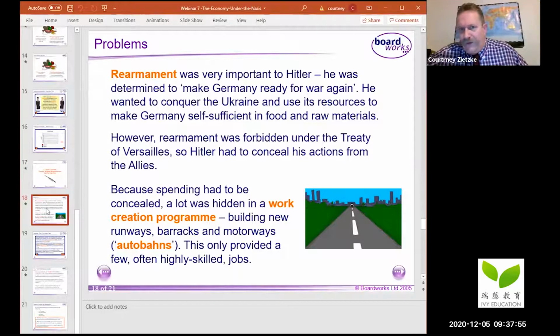He wanted to conquer the Ukraine and use its resources to make Germany self-sufficient in food and raw materials. Russia would have a lot to say about that. Moreover, rearmament was forbidden under the Treaty of Versailles, so Hitler initially had to conceal his actions from the Allies.